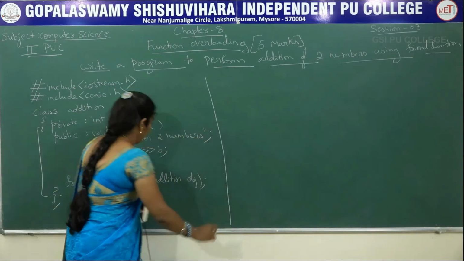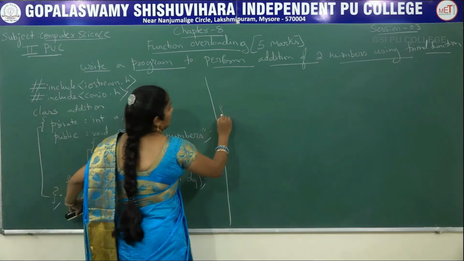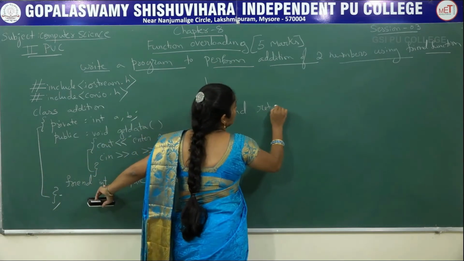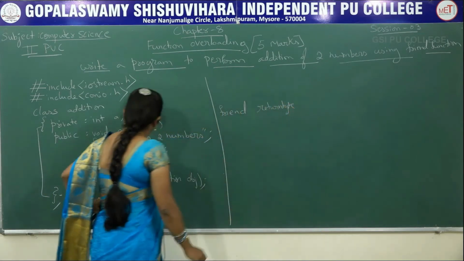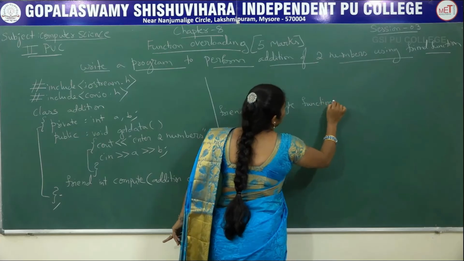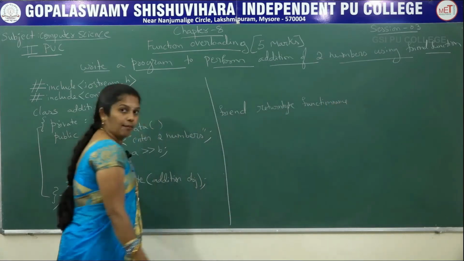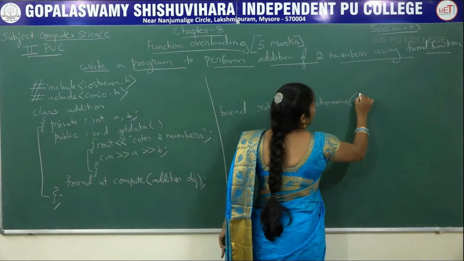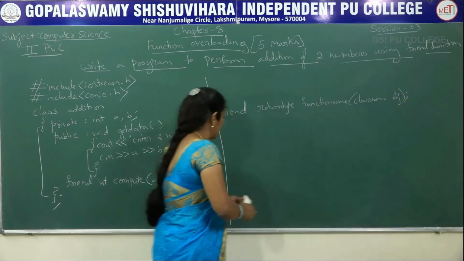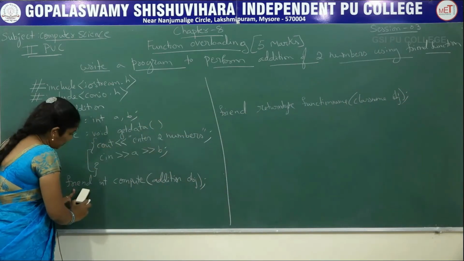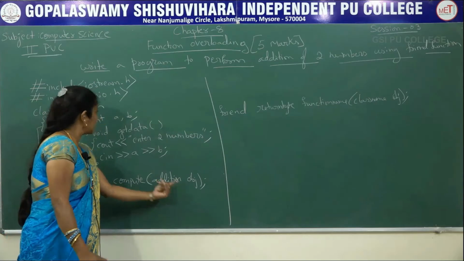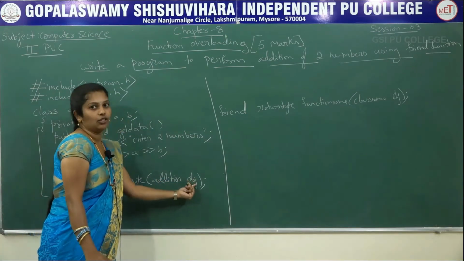In the beginning I told you, for a friend function the syntax starts with the keyword friend, then what is the next thing? Return type. Here the return type is integer format, then the function name, which here is compute. Then inside the bracket class name, then object. This is the syntax we wrote, is it not? The same thing we wrote here. First we started with the keyword friend, the return type is integer, then function name is compute, then the class name is addition, then we wrote object.